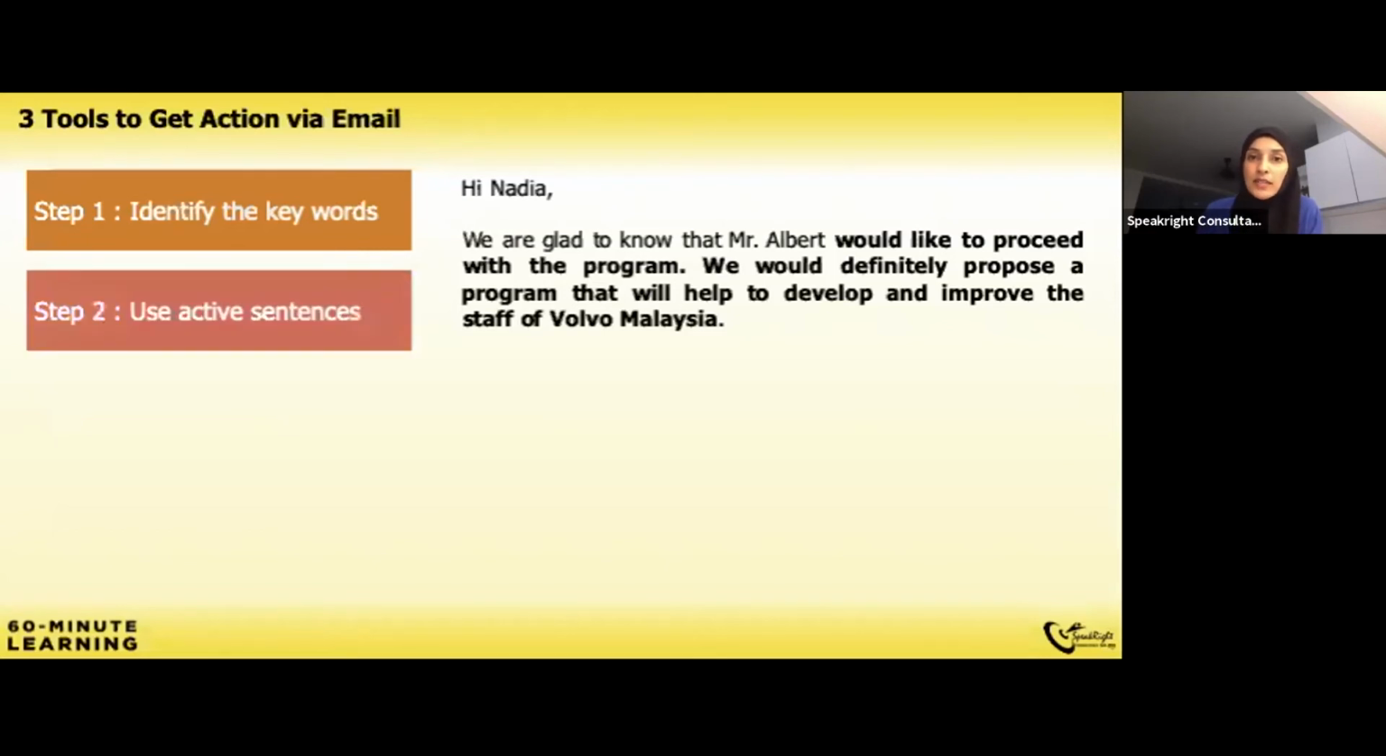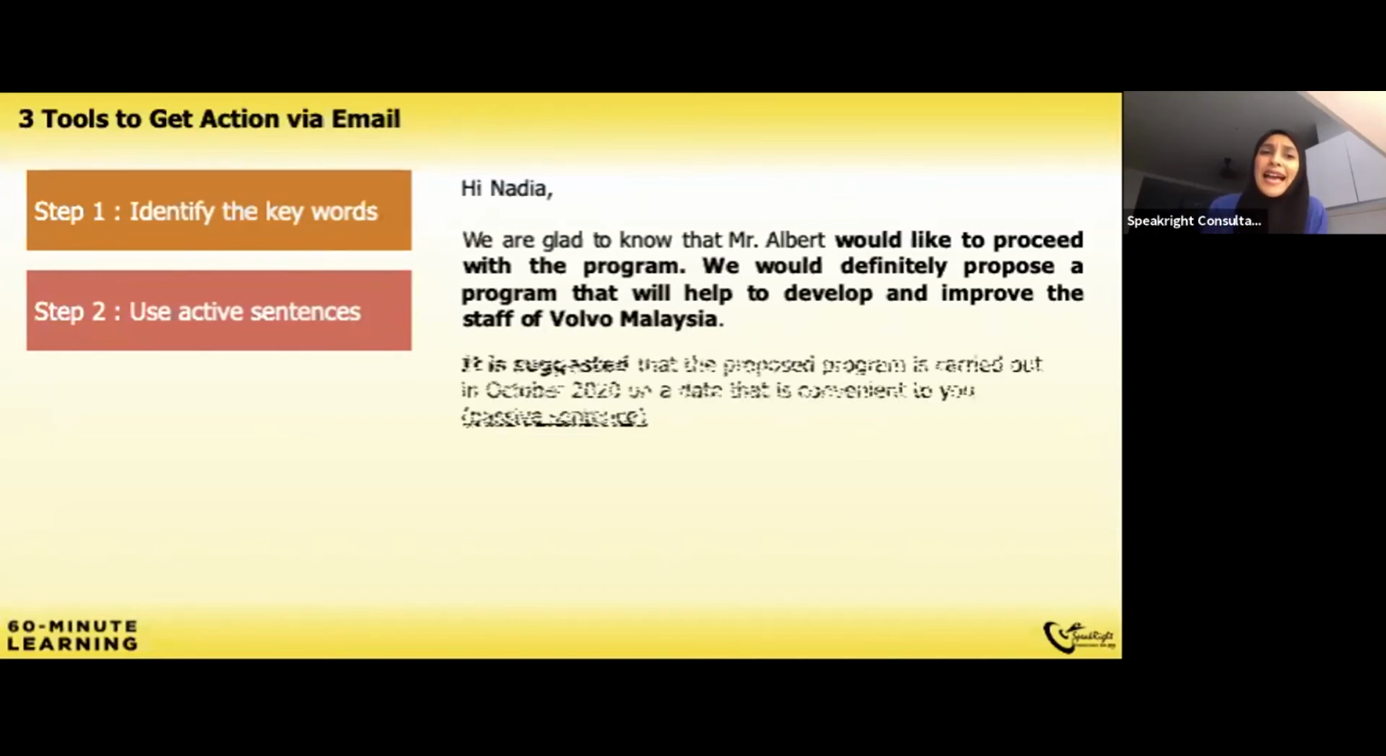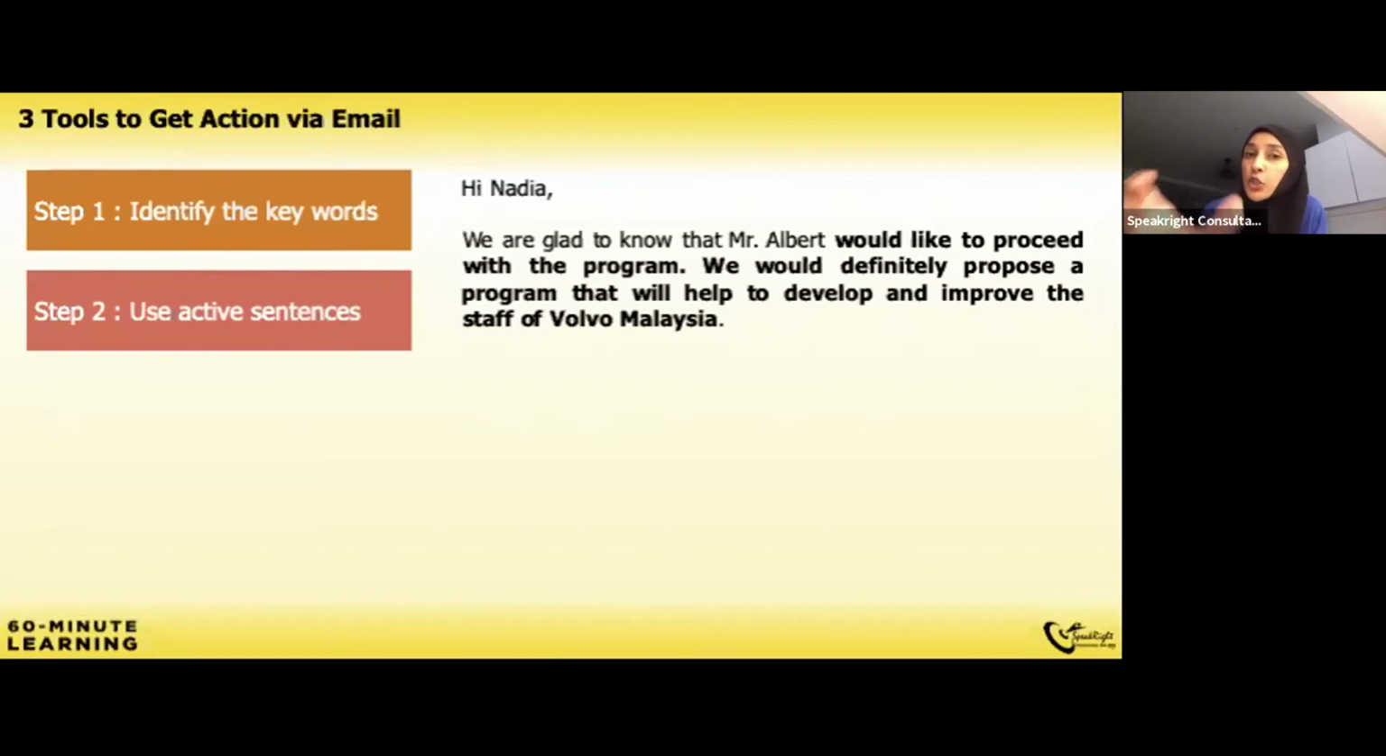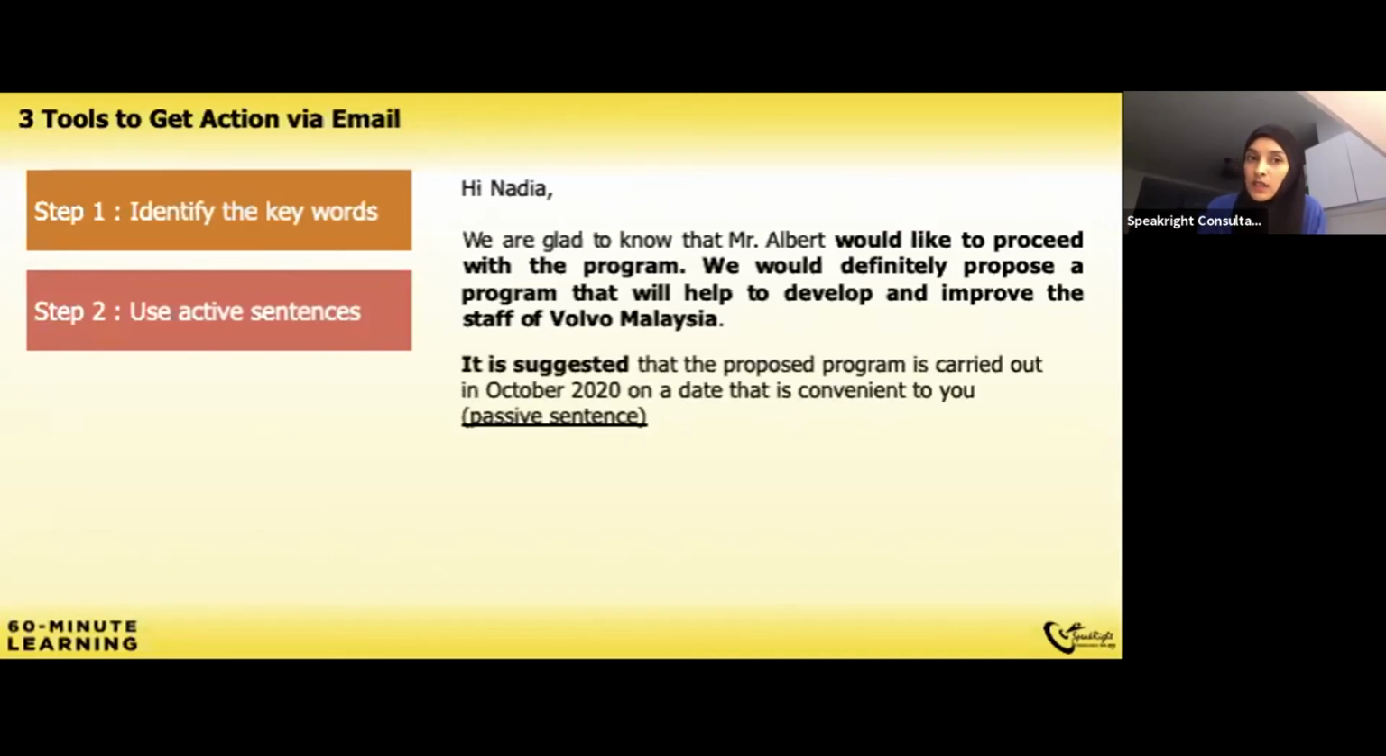Now, step number 2 is use active sentences. We have learned at school, perhaps 20, 30 years ago, active sentences and passive sentences, all right? So active sentences are shorter compared to passive sentences. Look at this sentence. The sentence that I am about to show you is not active, it is passive. This is what we were taught to write at school, Surat Kiriman Rasmi.